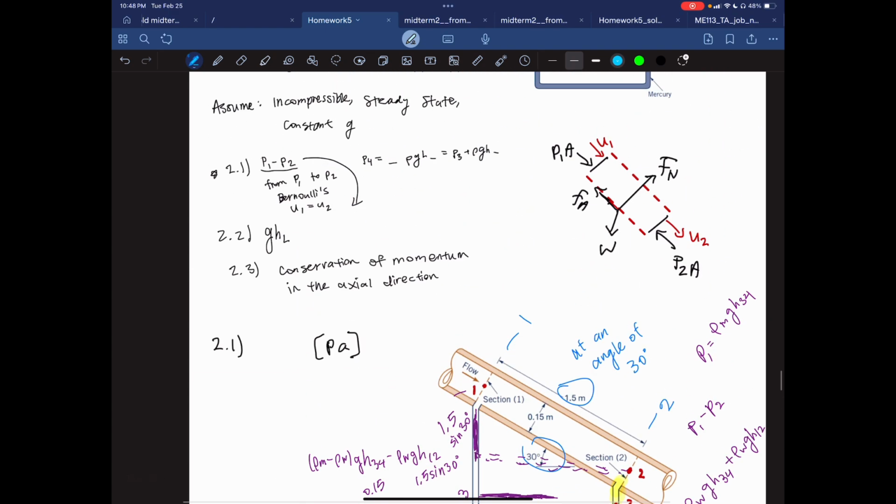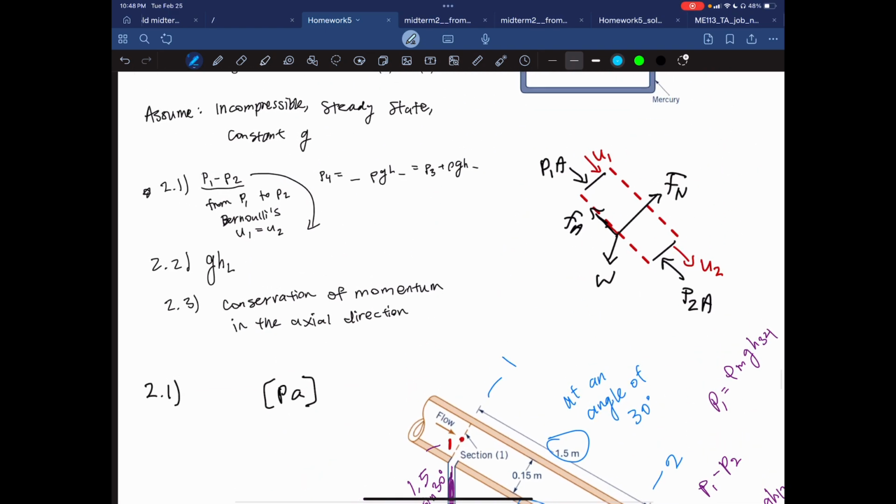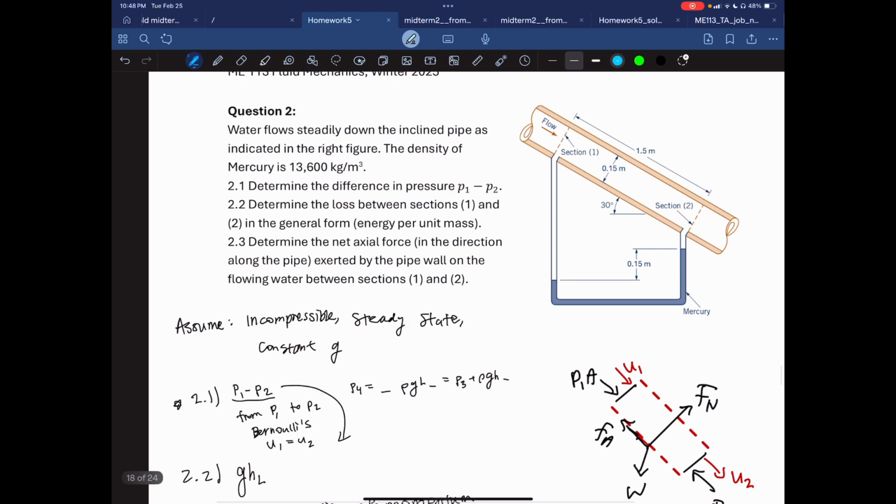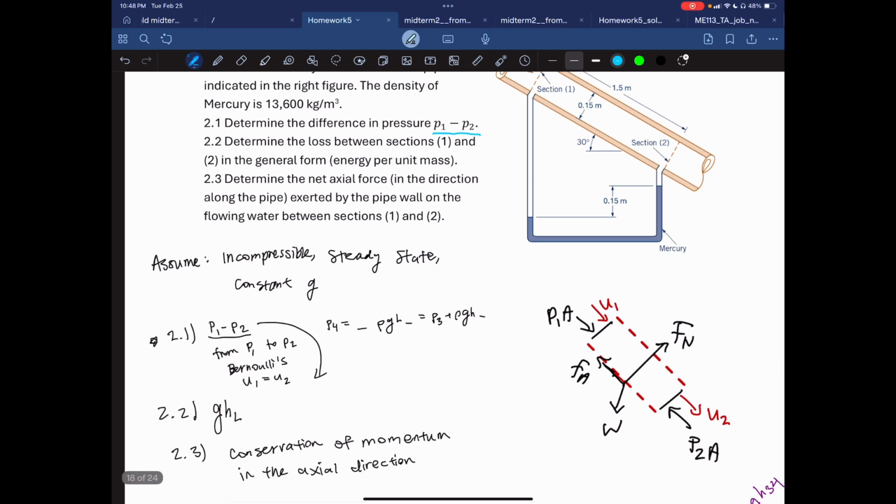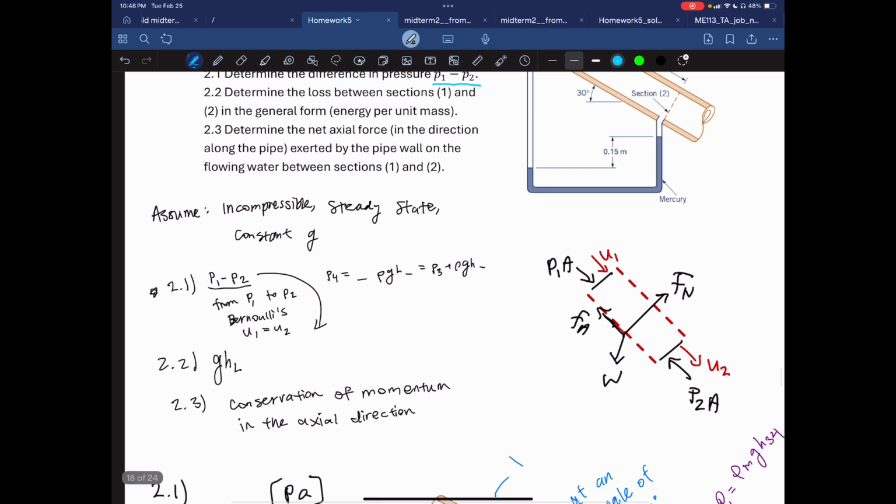Basically what we're finding for 2.1 is P1 minus P2, but that's given already in the problem. The professor already just laid it out for you. And then 2.2, you see the energy per unit mass, and a lot of students were confused what this term meant. The wording was confusing.